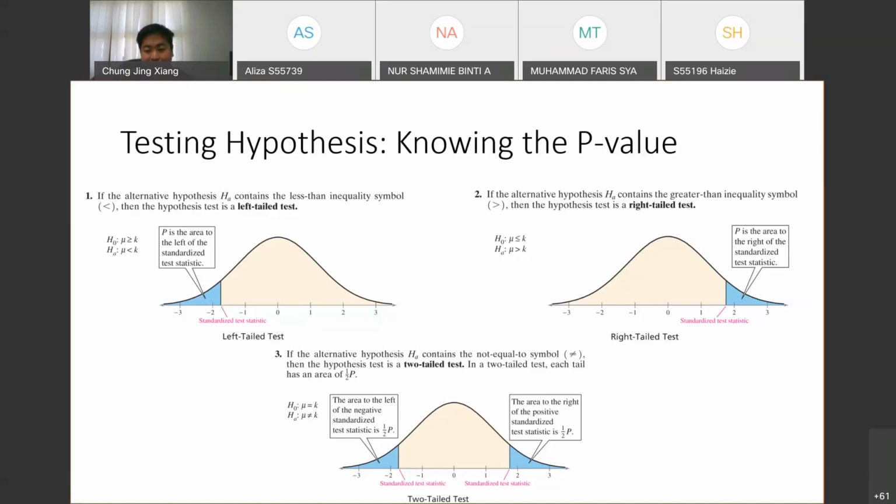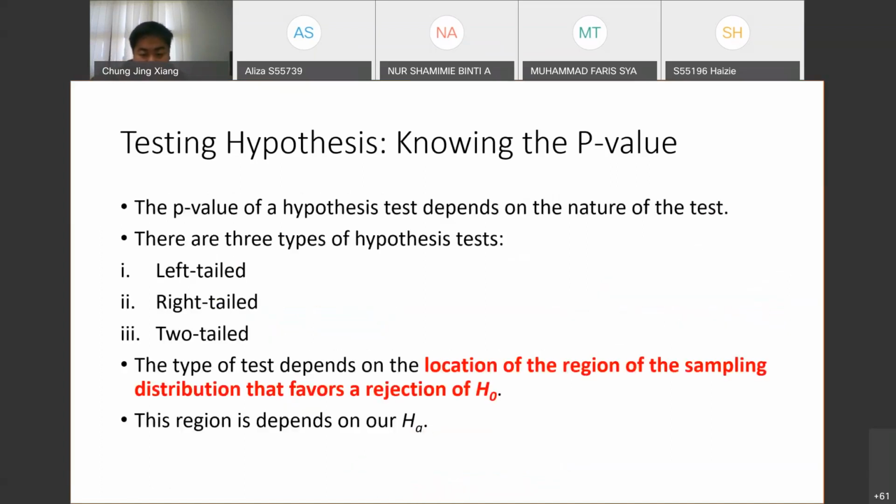Whether it is a left tail test, right tail test, or two tail test depends on your hypothesis, on your HA. This type of test depends on the region of the sampling distribution that favors the rejection of H0, meaning the region of our HA, the region where we can accept our HA.